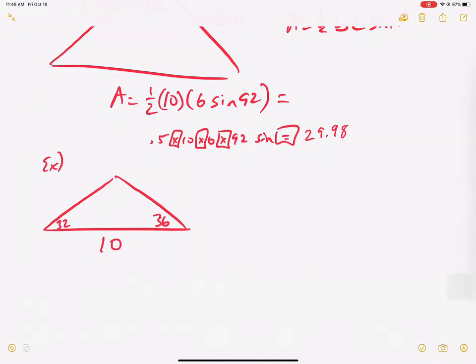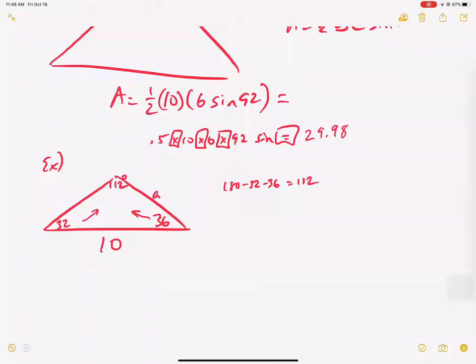Well, here's a hint. If I have two angles, can I find the third? So 180 minus 32 minus 36. We end up with 112 degrees, great, but that's still not SAS. So now we have to find out one of the sides. Sometimes you have to do a little detective work before we're able to use these rules. This isn't a right triangle, so I can't even use the 1/2 base times height. So let's go ahead and find a side.